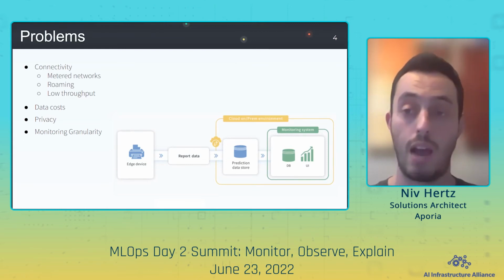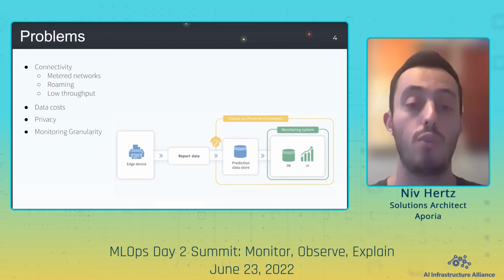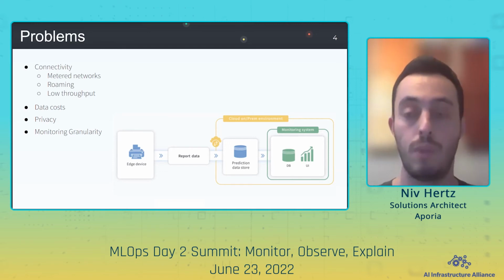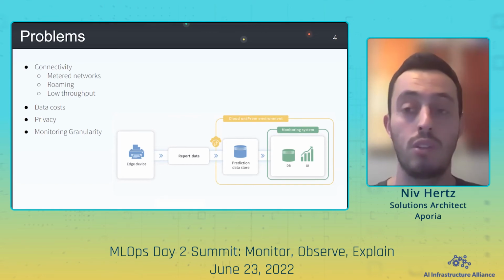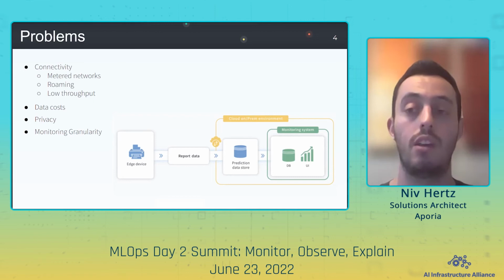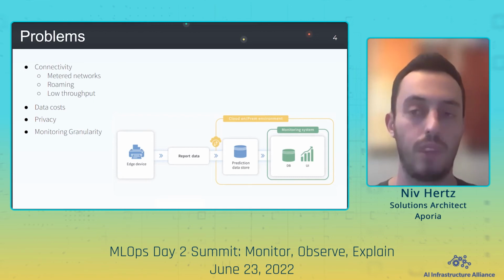In addition to that, we may have privacy concerns. You may be using features that you're not allowed to send to the cloud. For example, you may be using GPS location as one of the features, right? It's one of the inputs to your model. And your end user license agreement does not permit you to send GPS locations to the cloud. What do you do in that case? How do you still monitor? How do you make sure that your model is working properly?